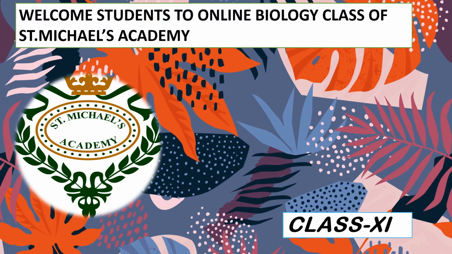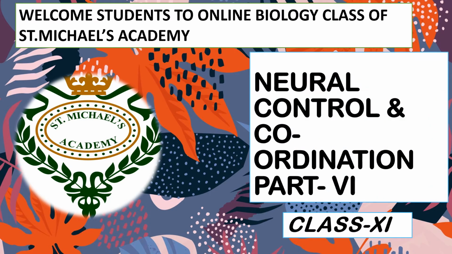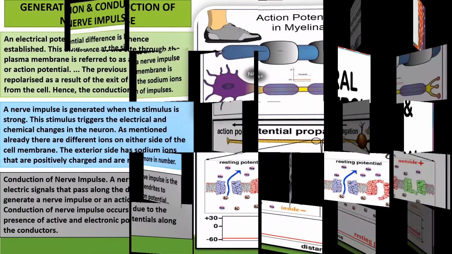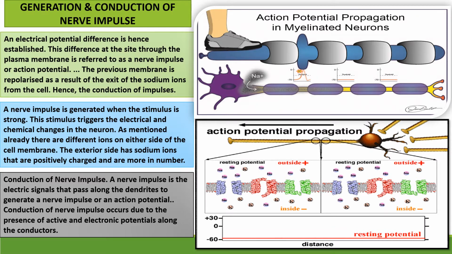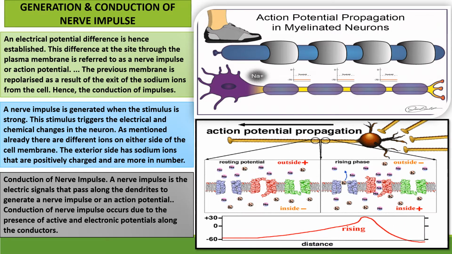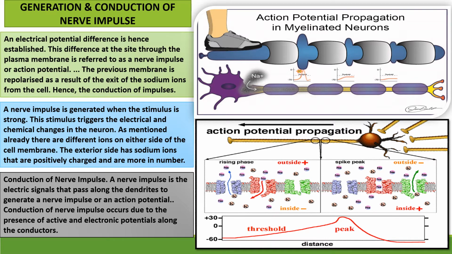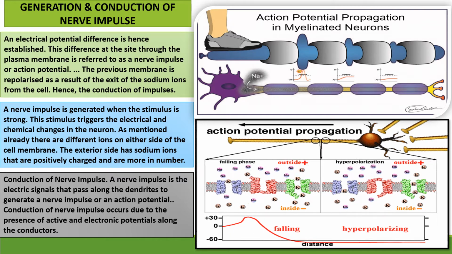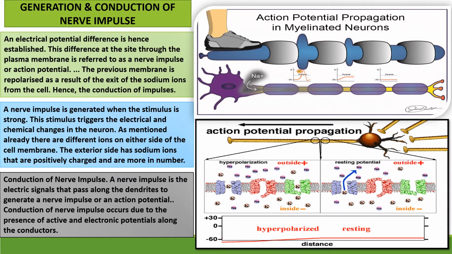Today, I am going to discuss mainly reflex action and reflex arc and different parts of it. So let's start. First, we are discussing generation and conduction of nerve impulse.